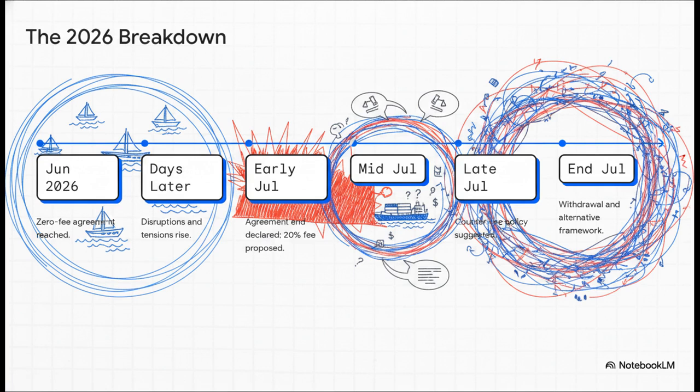transit fee. Now, this isn't just breaking a rule, it's a total rewrite of how the rule is interpreted. So mid-July hits, international legal doubts are raised, and by late July, the other side responds by suggesting their own counter-fee policy. By the end of July, it's a total withdrawal and a scramble for an alternative framework. Both sides just kept rewriting the interpretation of the treaty in real time. It's a classic retaliatory feedback loop.